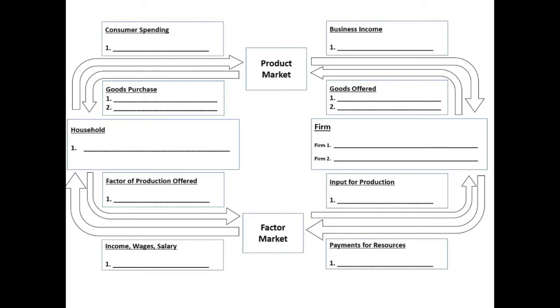All right, so for household members, you're gonna write all of the people that are in your household. So for me, I would write myself, my wife, my son, and my daughter. For the firms, you're gonna have two firms. Firm number 1 is gonna be where you recently purchased something, and firm number 2 is going to be where you work.